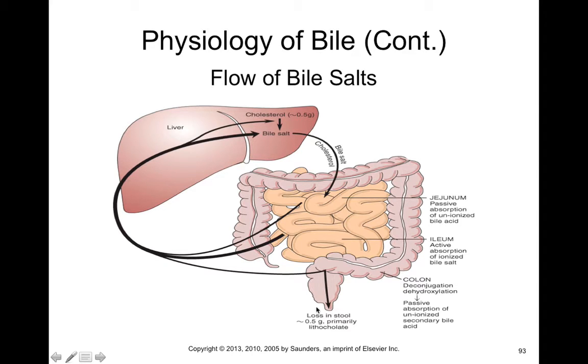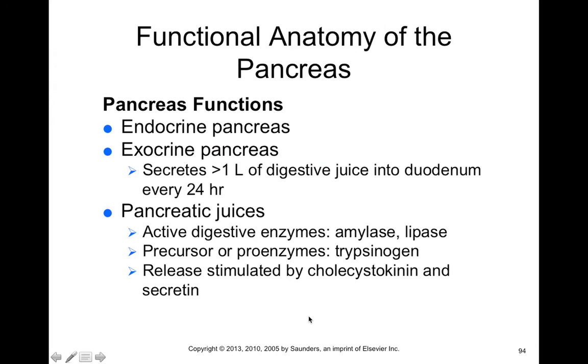Now, some of this is actually lost in stool though. And those components that are lost in stool contribute to the color of stool as well. So if someone has a lot of bilirubin in their feces, that gets converted to stercobilin by bacteria, and it makes poop brown. So some of those components aren't fully recycled, they're lost into feces.